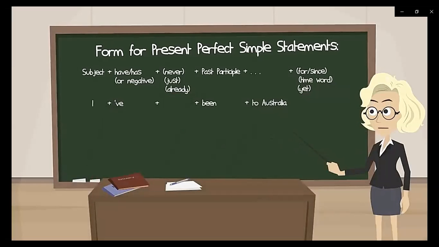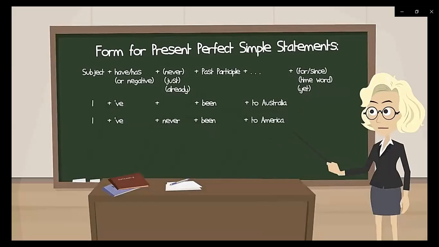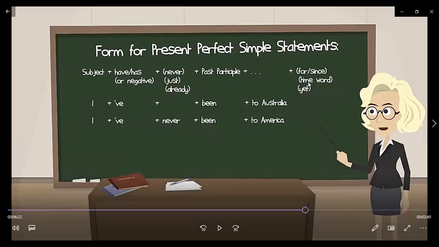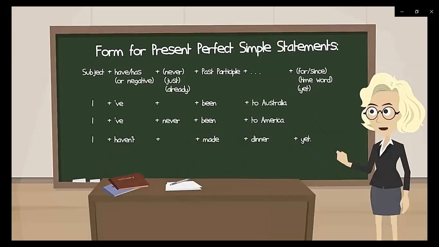I've been to Australia. The subject is I plus have plus the past participle been plus to Australia. I've never been to America. Here we used never before the past participle. Okay, listen, this video has a British pronunciation. That's why he said never, but in this case it's never. Okay. Past participle. I haven't made dinner yet. Here we used yet at the end of the sentence.